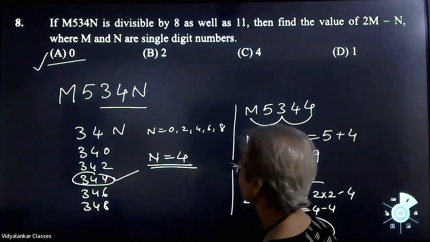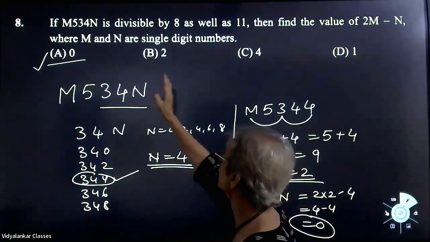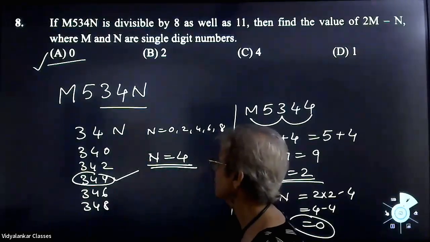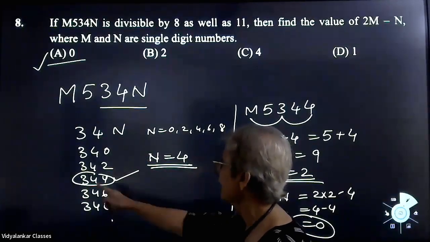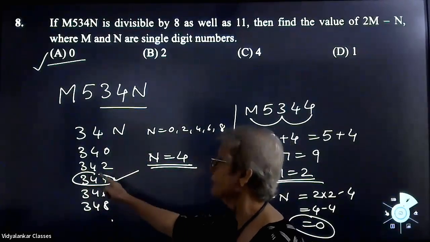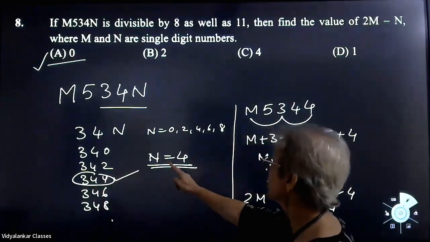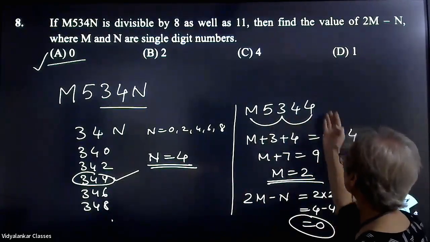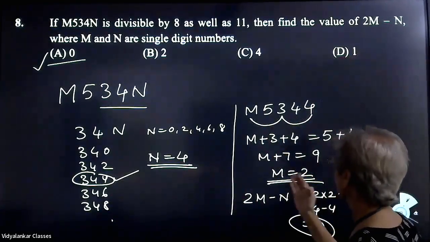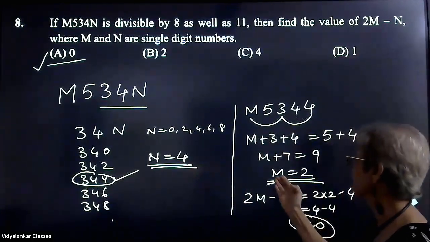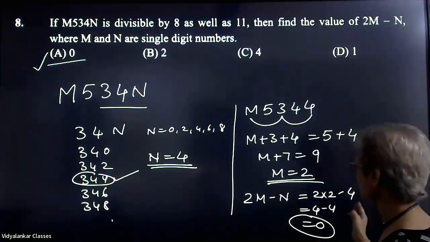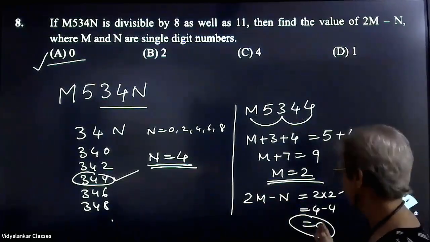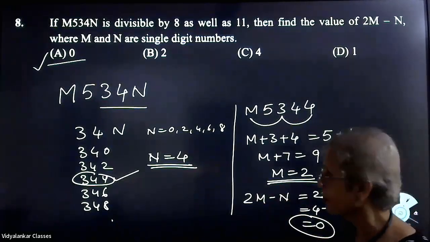What we did here: because it should be divisible by 8, the number must be even. So we tried all these. Out of these 5, we got only one number which is divisible by 8. So n must be 4. And then using 4, we tried the test of 11. And using the test, we got m is equal to 2. And then just put the values of m and n, you will get value 0. Okay.